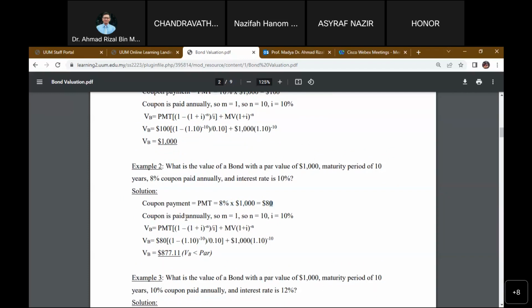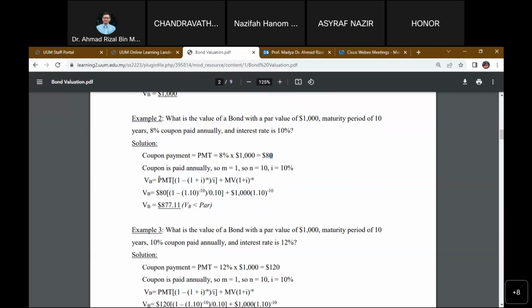Similarly, the rest is the same. Coupon is paid annually. Interest rate is 10%. So the only difference now is your PMT. Now it's 80. When you do this, you will get the value of the bond to be 877.11. Now we have a case where the value of the bond is less than the par value. 877.11 is less than the par value.